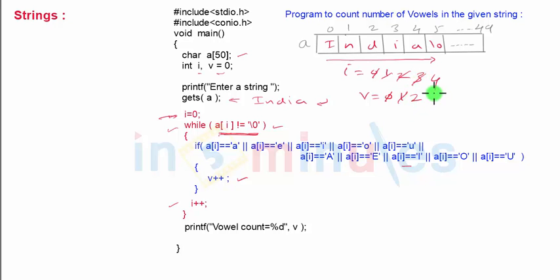Again i++, i goes to 4. The condition is again true. It checks whether it is one of a, e, i, o, u or uppercase A, E, I, O, U. Yes, it is true. So the vowel count becomes 3. Again i++ occurs. i becomes 5. This time the while condition is false and the loop stops, and the printf next to it will print vowel count is equal to 3. Thank you.